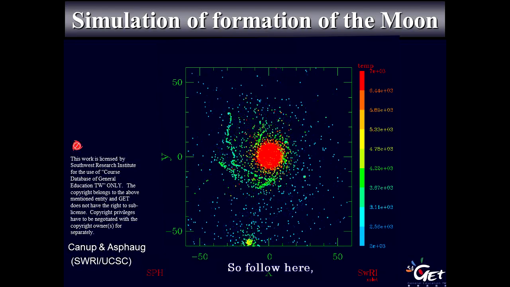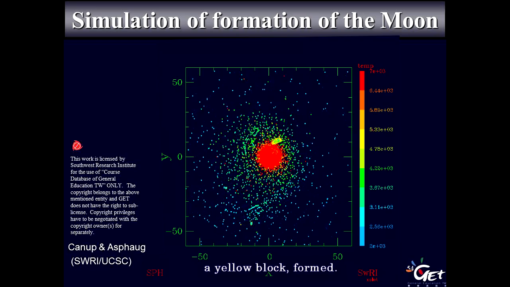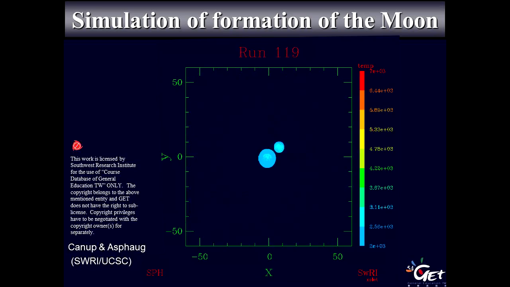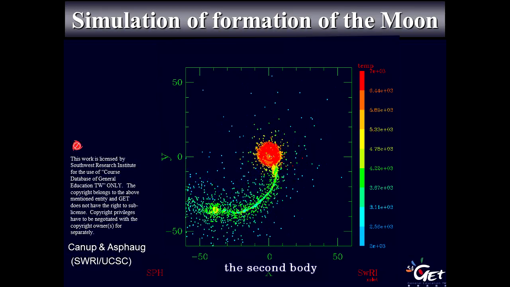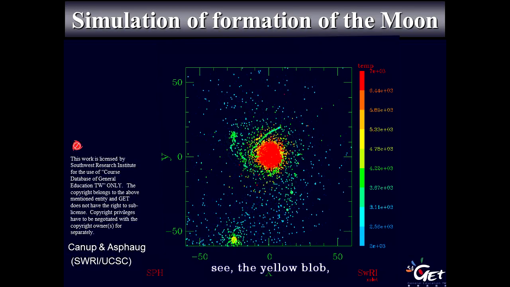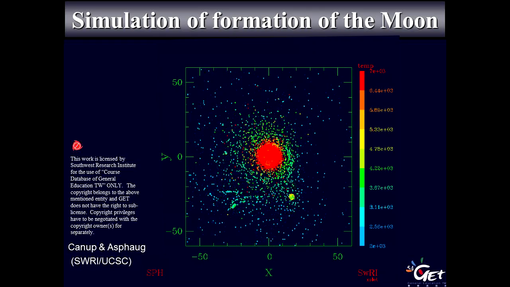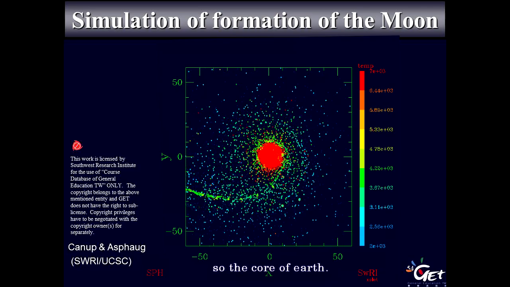Follow here. Somewhere around here, you will see a planetesimal, a yellow blob, form. So what happened is that the second body that is formed around there, the yellow blob, is formed mainly from the mantle, while all the heavy elements go back to the center of the system, to the core of Earth.